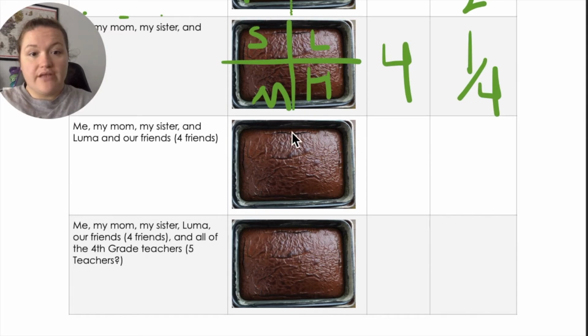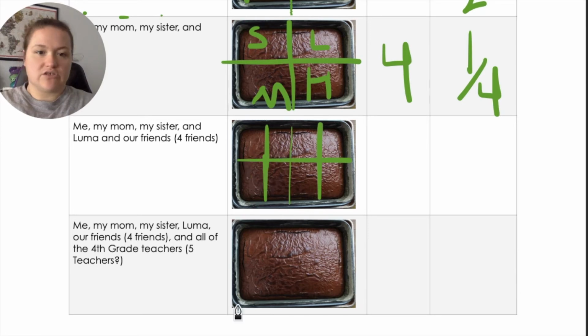So now each person is going to share their piece with a friend. So now this is my mom's piece, see right here? Now she's going to have to share that with a friend. And I'm going to have to share it with a friend. And Luma's going to have to share it with a friend. And so is my sister.